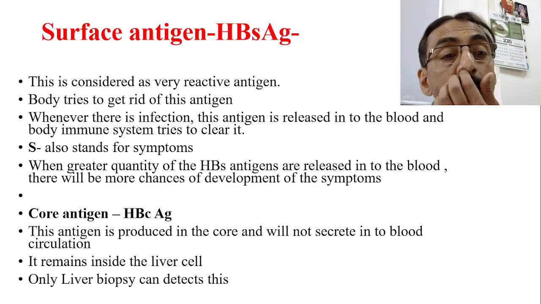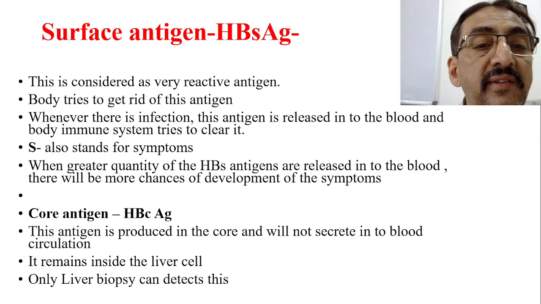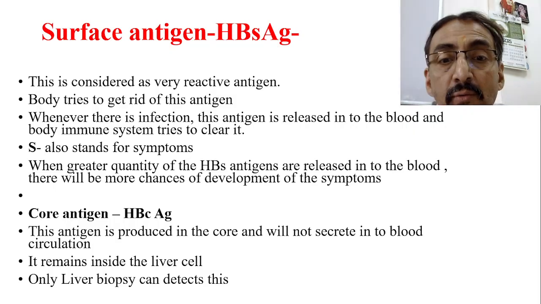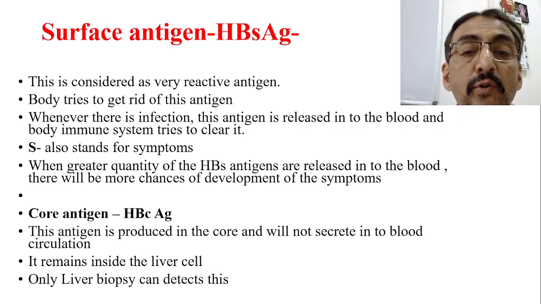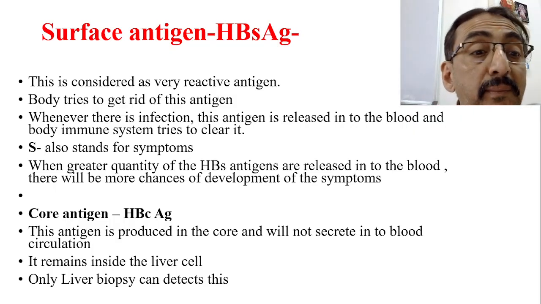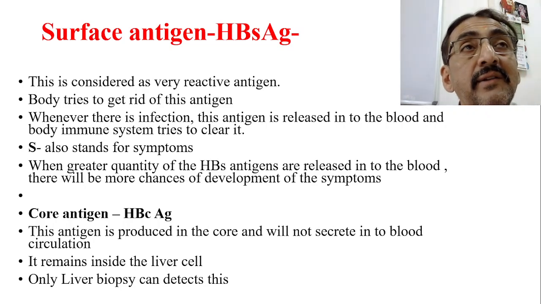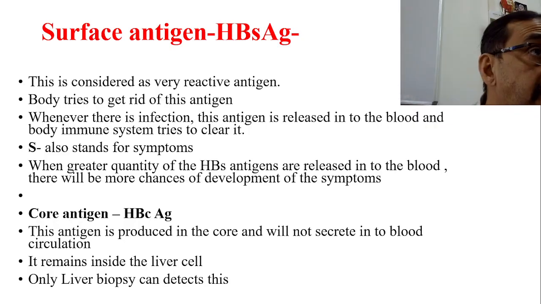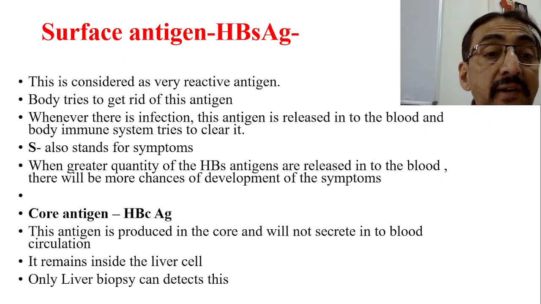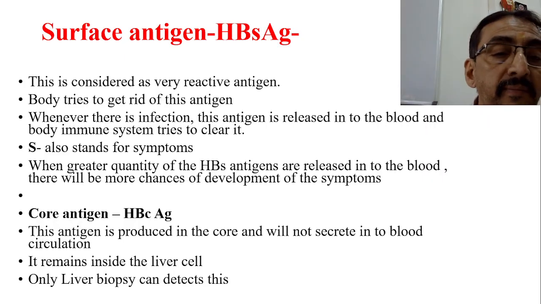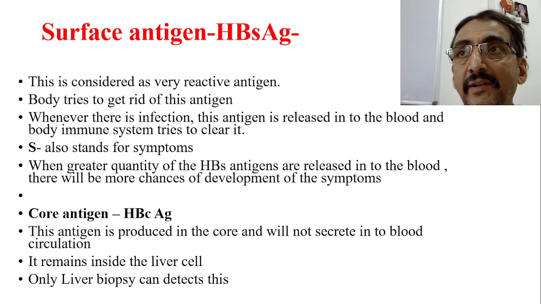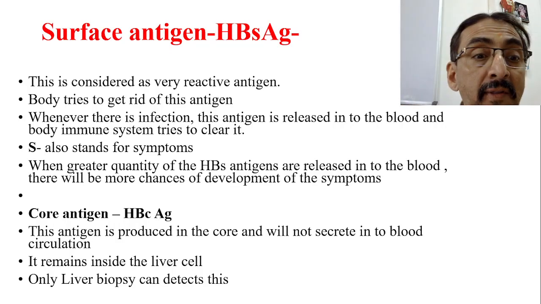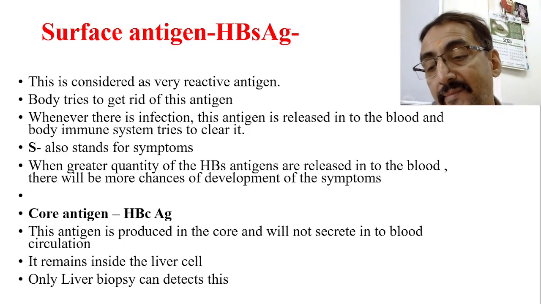Talking about core antigen, that is HBc antigen. This antigen is produced in the core portion, in the nucleoplasm, etc. So it is produced in the core portion and will not be secreted into the blood circulation. HBs antigen will be secreted into the blood circulation, whereas HBc core antigen will not be secreted into the blood. It remains inside the cell. It is doing all the activities there. It will not come into the blood at all. So only liver biopsy can detect this.